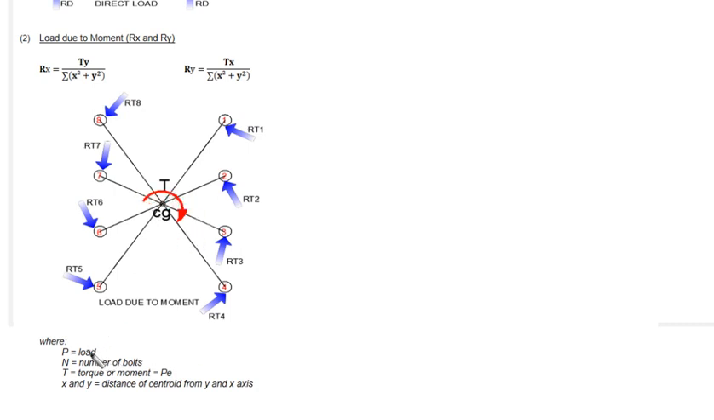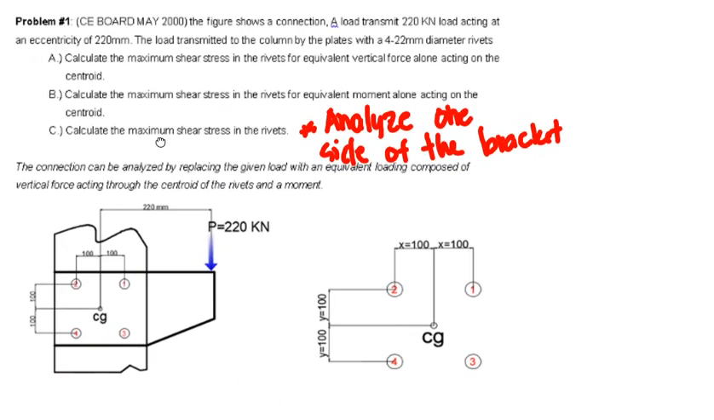So, we have here notations: yung P, yung load natin, yung N, yung number of bolts, yung T, yung torque or moment which is equal to load times eccentricity, and yung X and Y natin is the distance of centroid from Y and X axis. So, yan. So, we have here an example for problem 1.